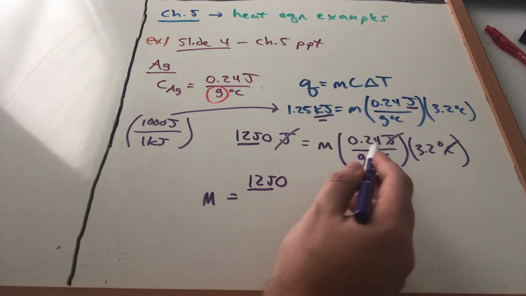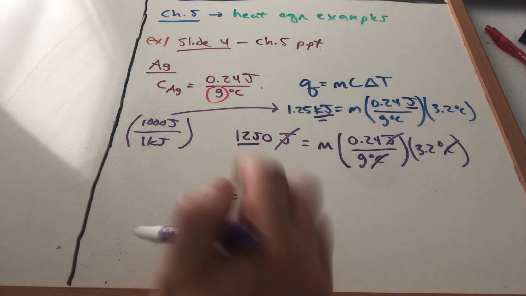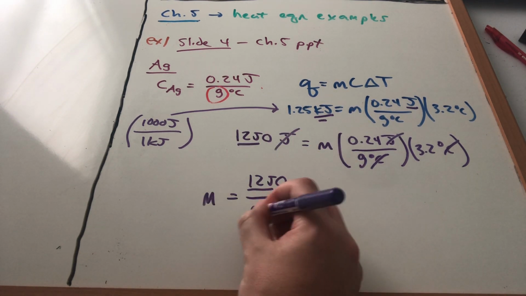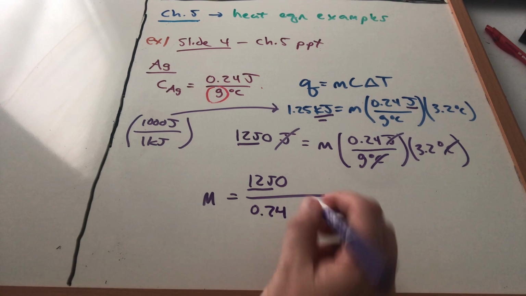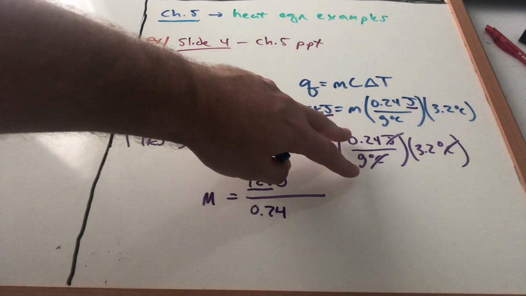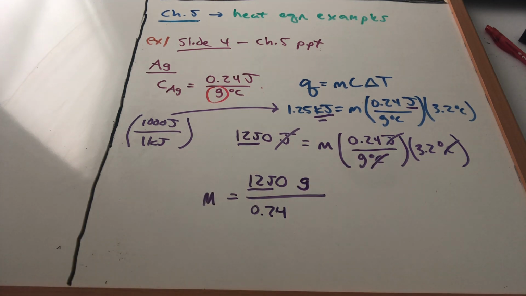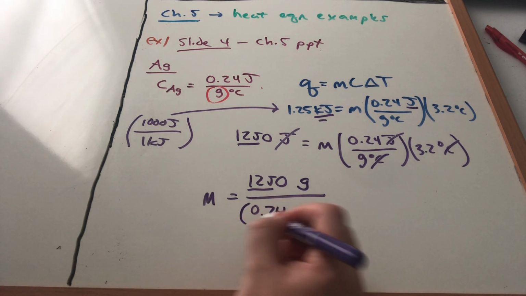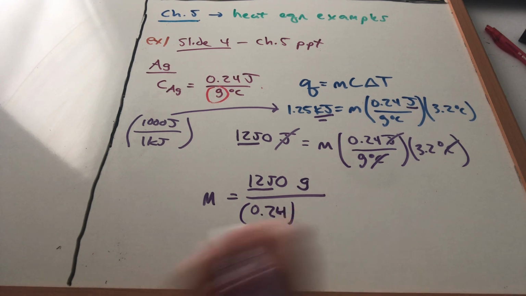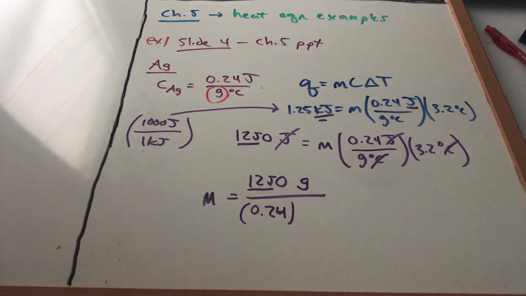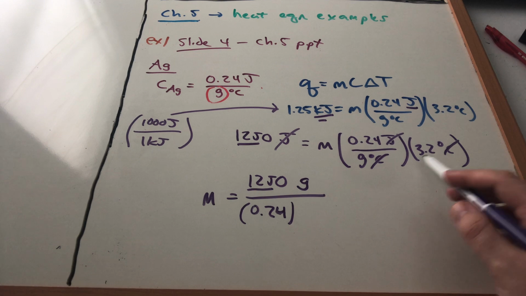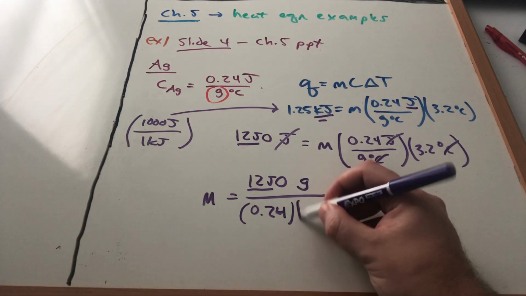I'm going to take this fraction here and invert it. So I'm going to put a 0.24 here. But what happens to the grams when I invert this to bring it to the other side? Grams goes up in the denominator. So my mass is going to have units of grams, and that's exactly what we need. That's a good unit for mass. What happens to this 3.2? You would divide by it.